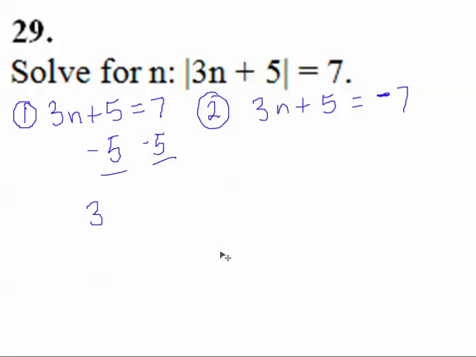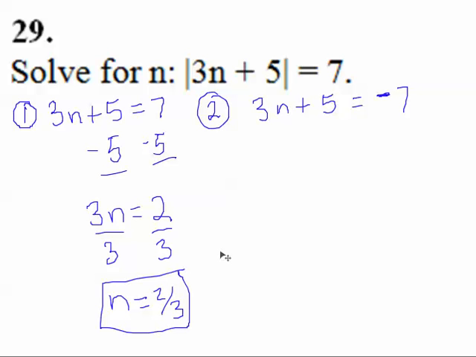So subtracting 5 from both sides, 3n equals 2. 7 minus 5 is 2. Divide both sides by 3. One of my answers is 2/3. Is it okay to have a fraction answer? Of course it's okay. How about this guy?